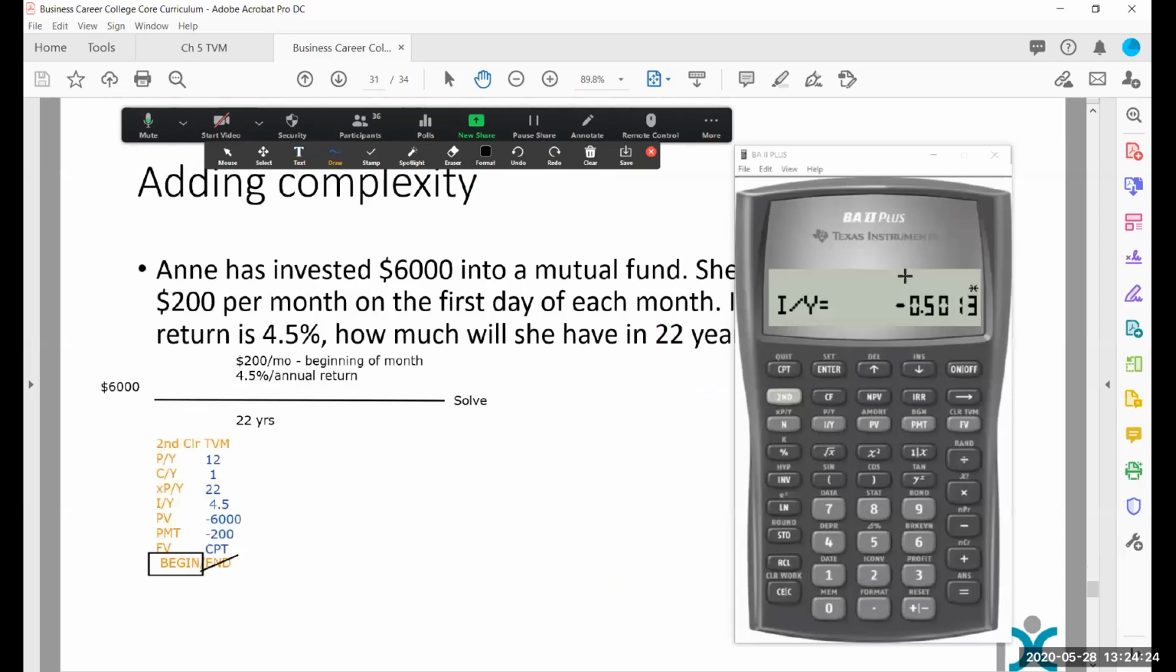And this is the $6,000 question. This is not a debt question, right? This is a mutual fund question. Yep. Okay.